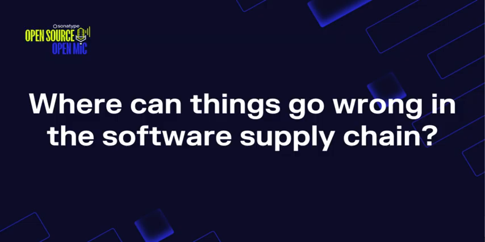And let's stay on that topic for just a minute, but let's talk about maybe where things can go wrong in the software supply chain. And do you have any examples of maybe some recent current events or some recent supply chain exploits?